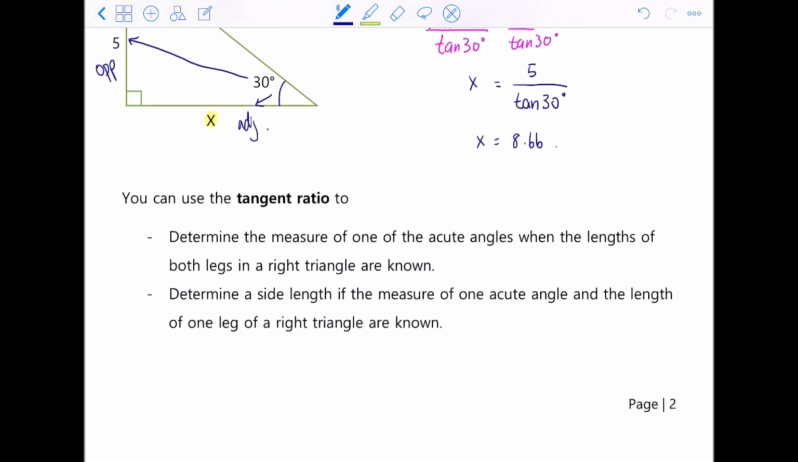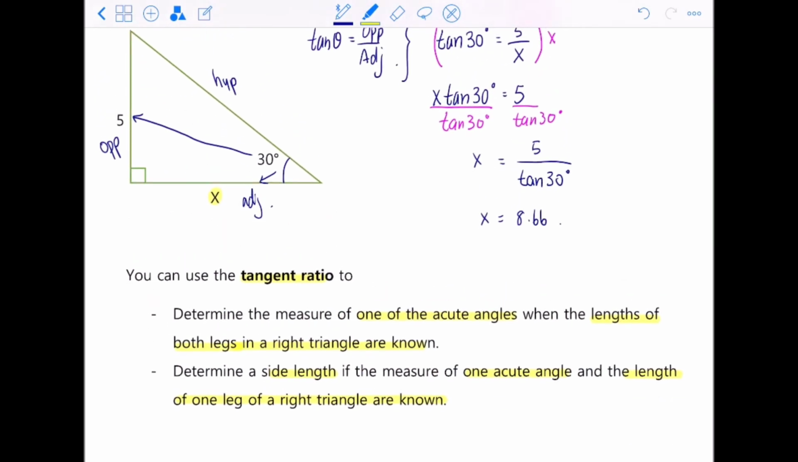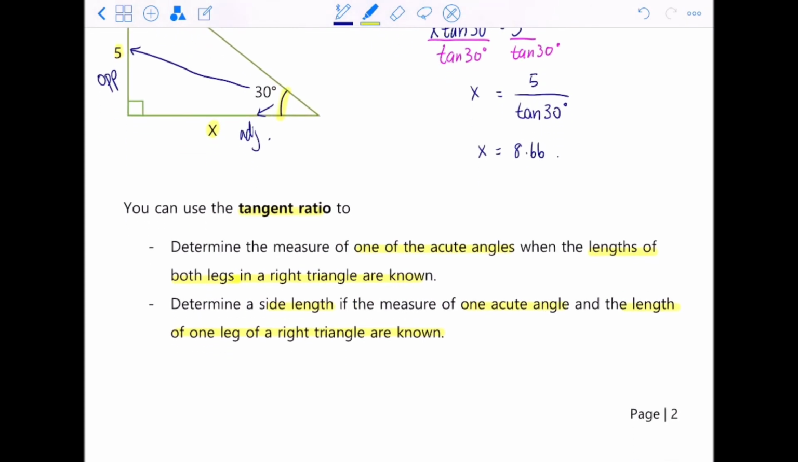All right, let's take a look at the last part of the section. You can use a tangent ratio to determine the measure of one of the acute angles when the lengths of both legs in the right triangle are known, as in your opposite and adjacent are known, then you can find the angle, theta. Whereas you can determine a side length if the measure of one acute angle and the length of one leg of the right triangle are known. So if you're given an angle, like the previous example here, one angle and one side, you can actually solve for the missing side. You will need at least 2 properties to solve for the missing one. Hypotenuse is not one of the properties that you'll need for the tangent ratio.